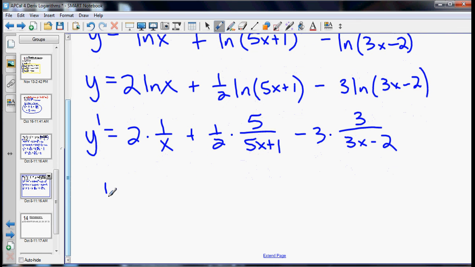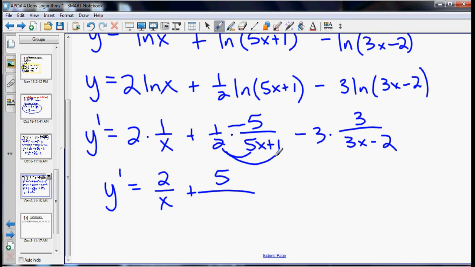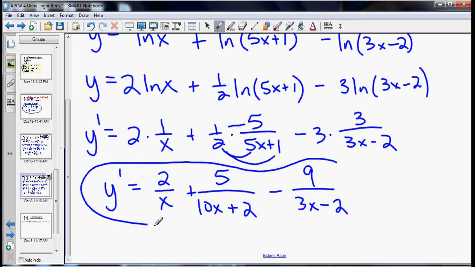Like I said, they'd probably simplify and combine the coefficients that were out front. So write this as 2 over x, and then 5 times 1/2 isn't a whole number, so they'd probably just do 1 times 5 on top, and then distribute the 2 to the 5x plus 1 on the bottom. Then 3 times 3 is 9. So this is likely how you'd see the answer on a test. Alright, good luck. So that's how to take the derivative of logarithms using the properties of logarithms.